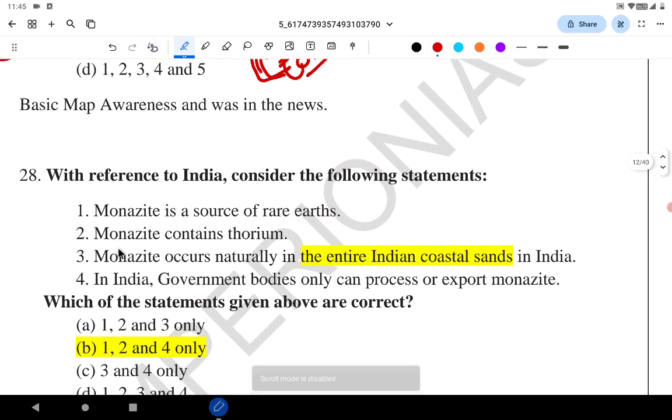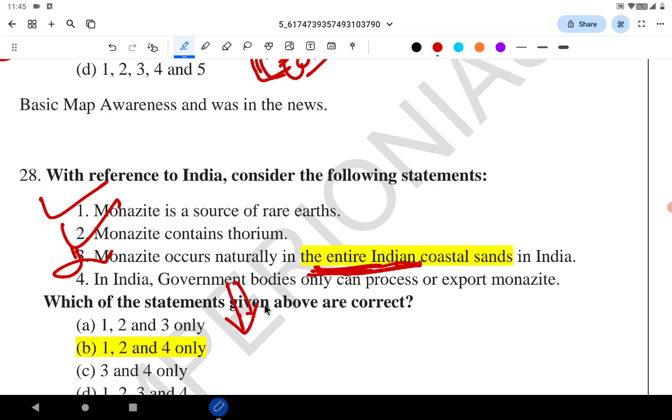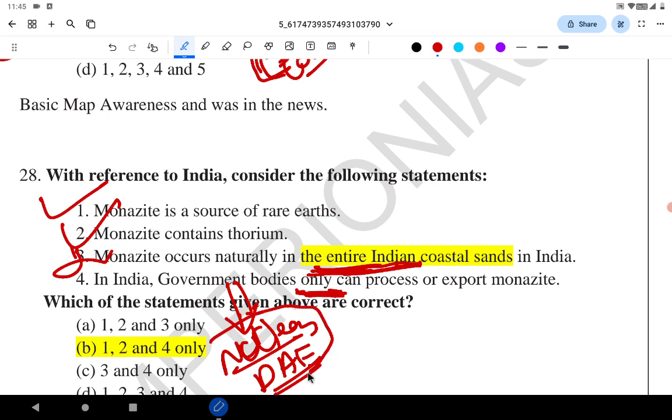Monazite is a source of rare material, correct. Monazite contains thorium, correct. Monazite occurs naturally in the entire Indian coast. Wrong. In India, only government bodies can process and export monazite, correct. Please understand the gravity of this question. It is talking about something that is nuclear power, and that comes under the Department of Atomic Energy. So only the government can deal with it. It comes under the PMO exclusively.